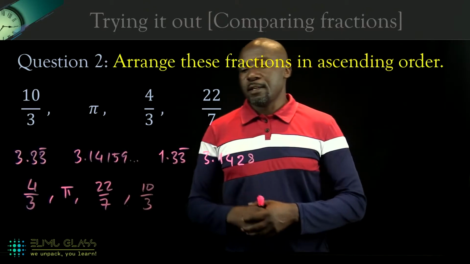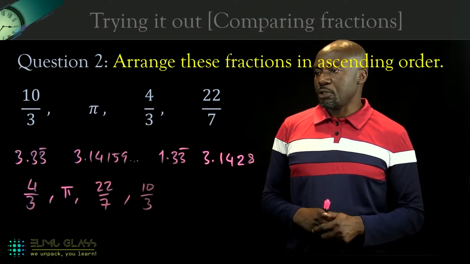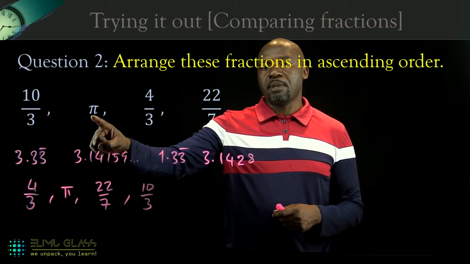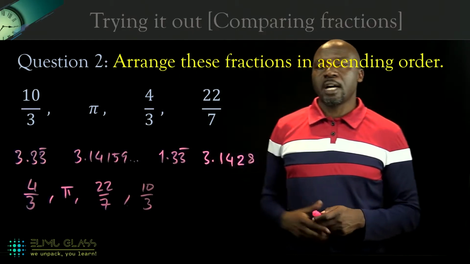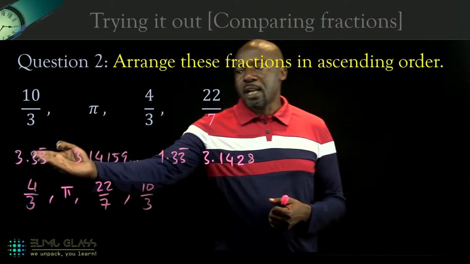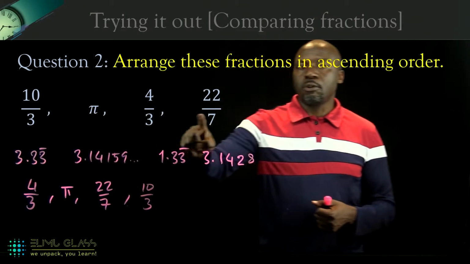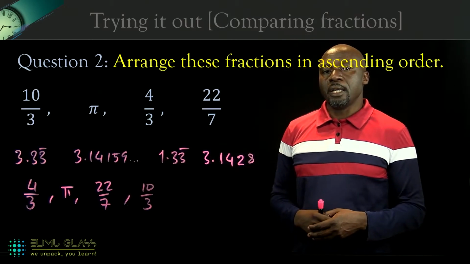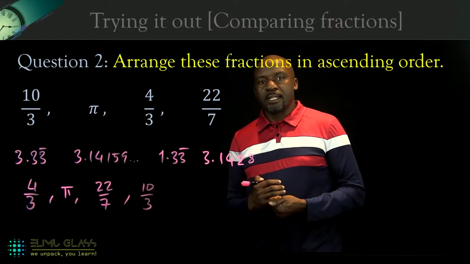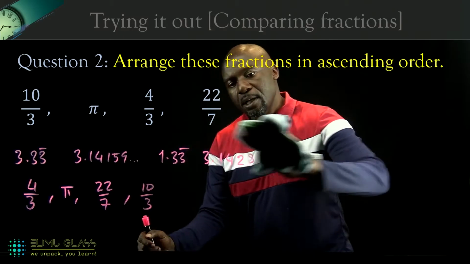So the second method is appropriate, that is expressing the fractions or the numbers in decimal. This is best if you have some of the numbers appearing as irrational or as decimals. If all the numbers you're dealing with are fractions, then it's best to look for the LCM. It becomes much quicker using the LCM to find the largest or to compare the numbers. All right, let's move on to the next question.